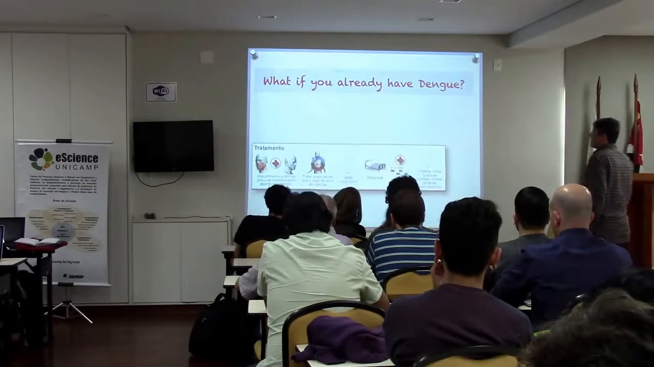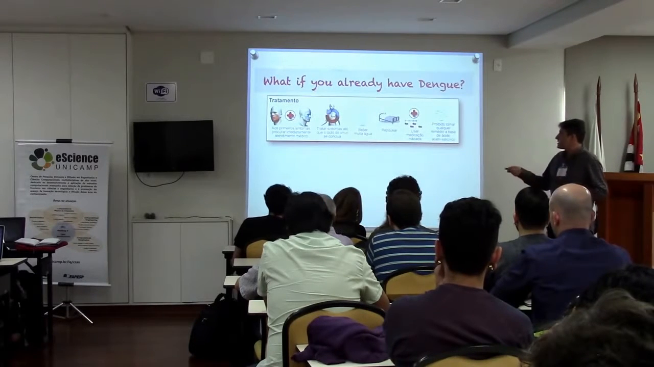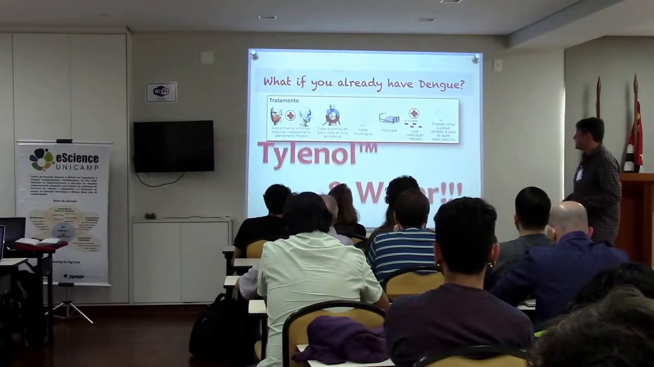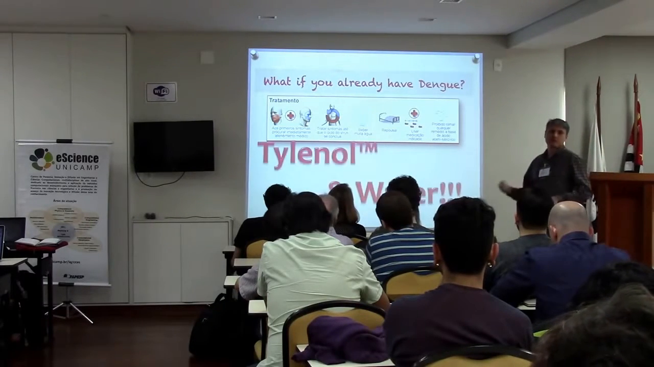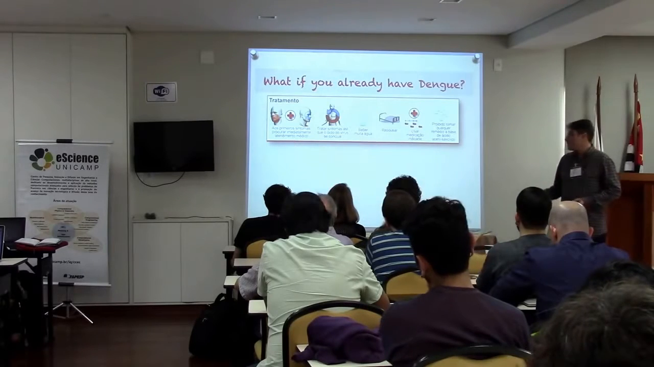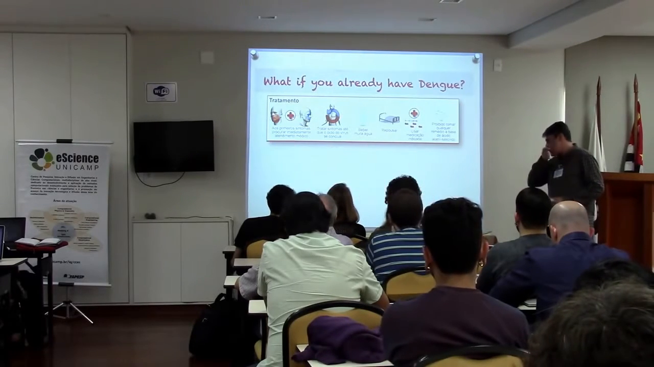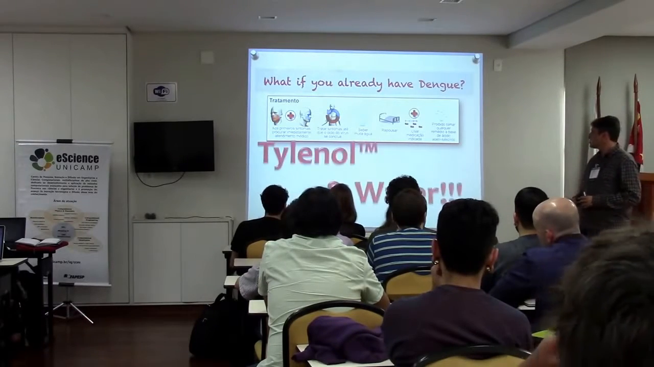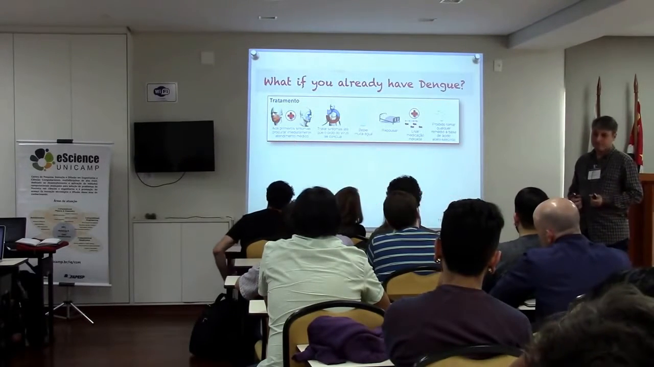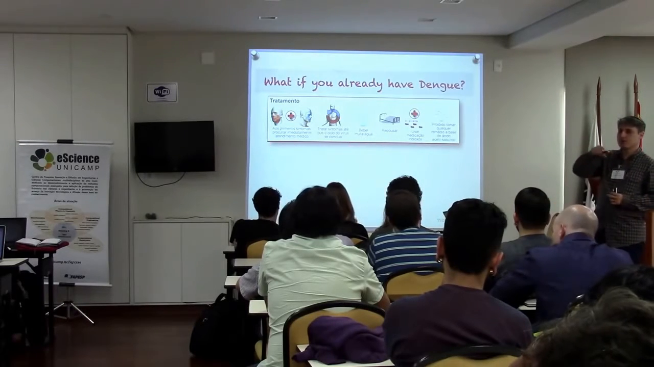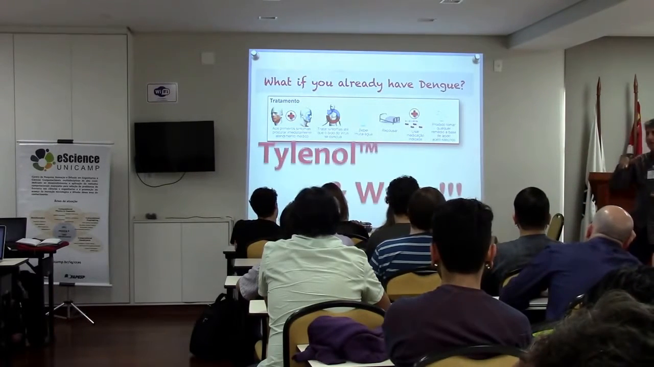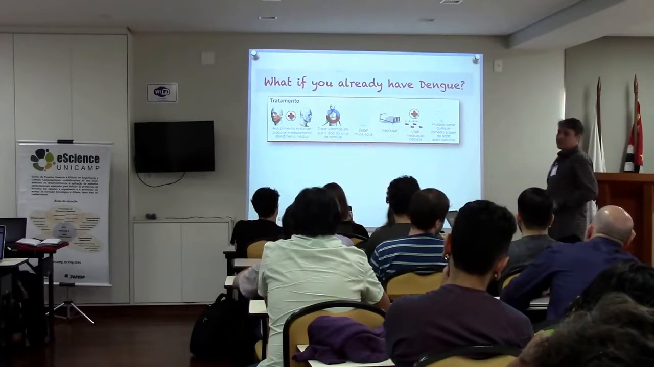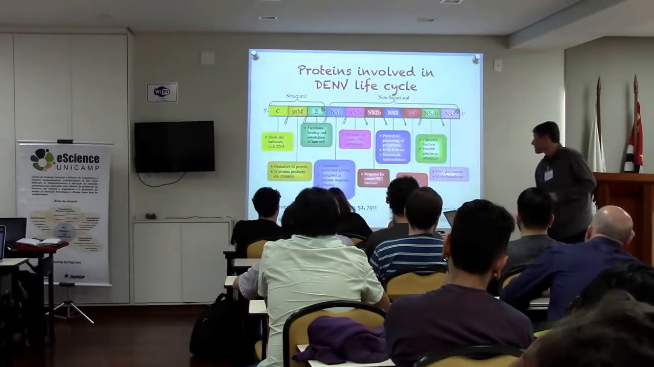But anyway, if you already have dengue, there's no drug for it. All you have to do is take Tylenol and water. That's the dengue treatment. And if you get dengue a second time, it gets even worse because there are some specific interactions. It can lead to a condition called hemorrhagic dengue fever or dengue shock syndrome that can lead to death. But all you can do is take Tylenol and rest.